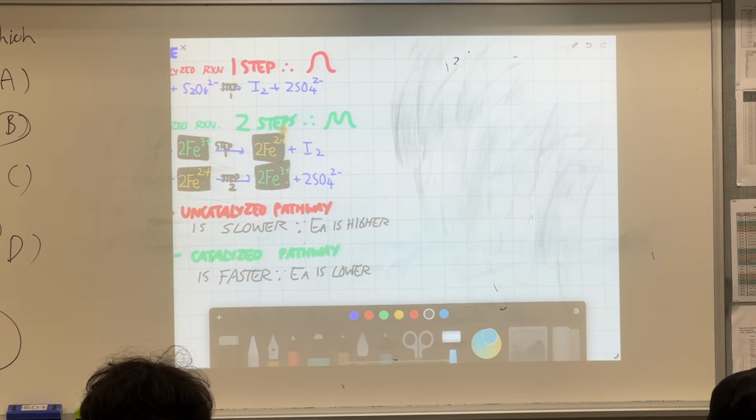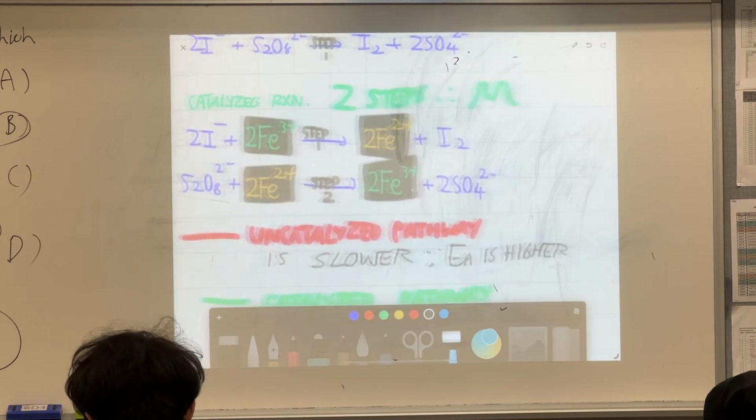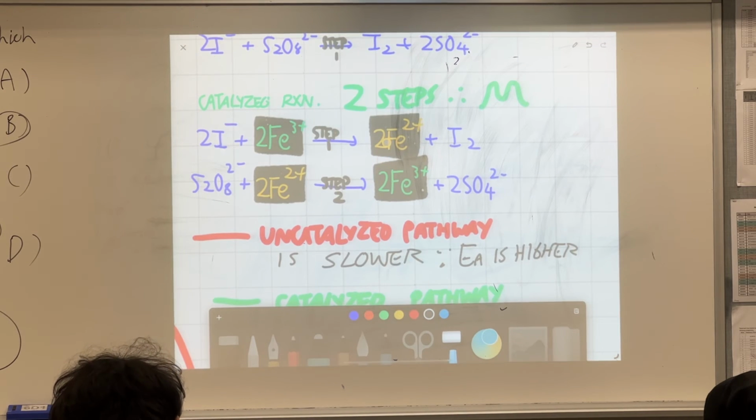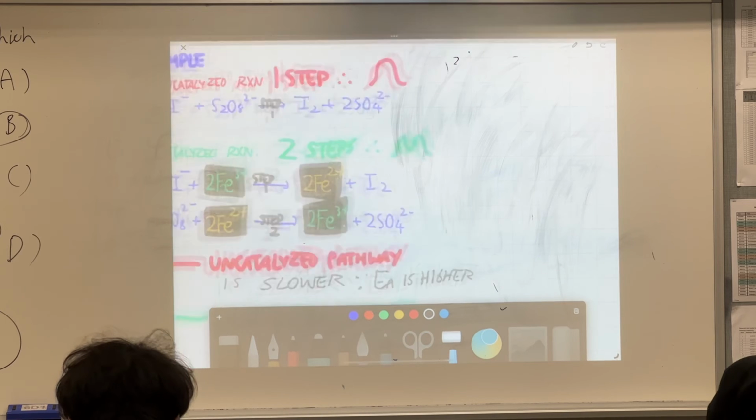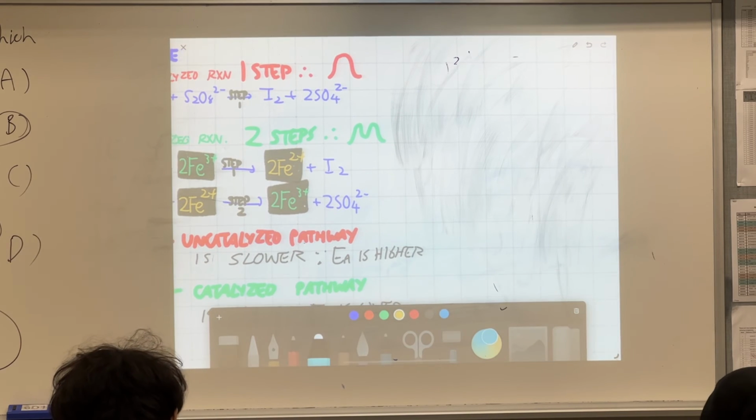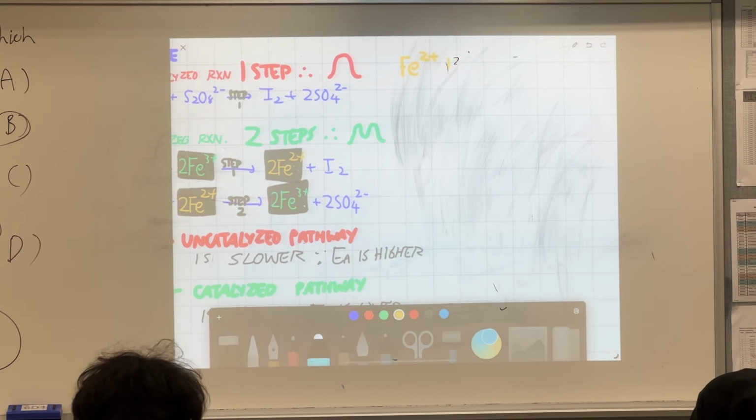Find out what iron 2 plus and 3 plus is. Can you see that in the first reaction, Fe2+ is made, right? And then in the second step it's used. We call things that are first made and later used intermediate. Okay, so write this out. Fe2+ is an intermediate because it is first made but later used again.